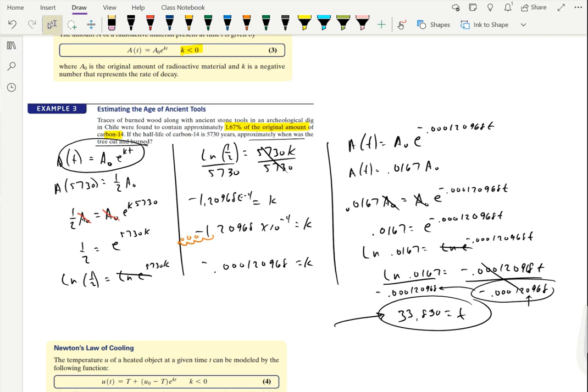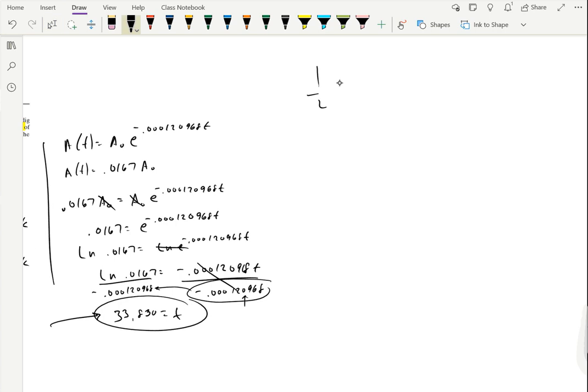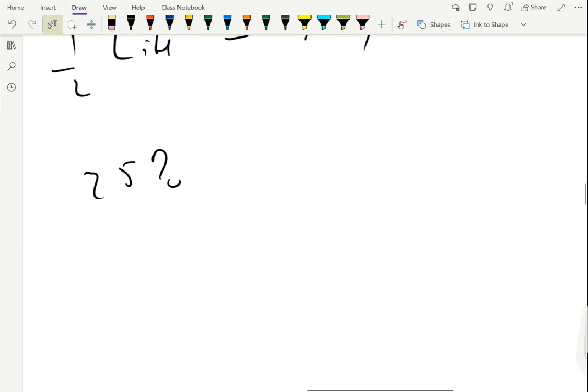Okay. Now, one other item as a follow-up to the half-life. What if we say the half-life on something is 10 years? How can we figure out how long it will take before we get 25% of our material? Okay, so that might be a question that we ask.